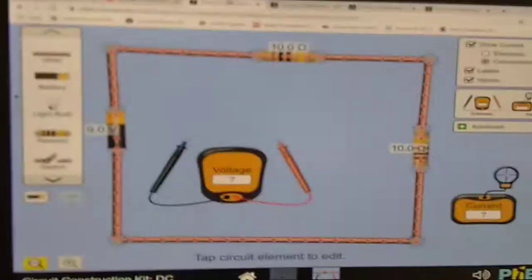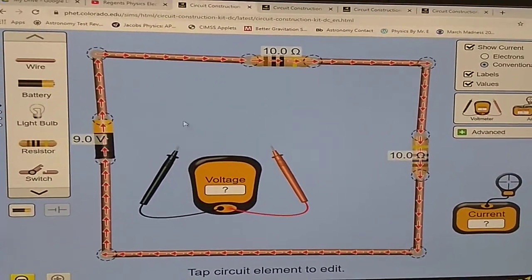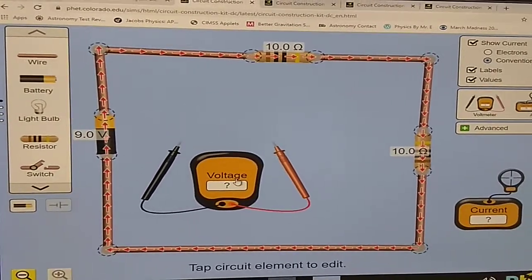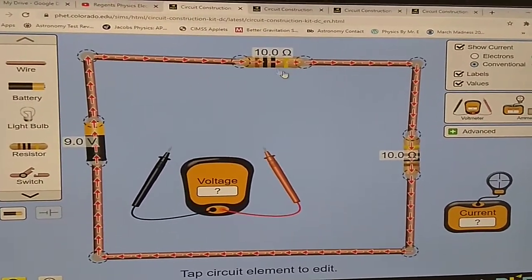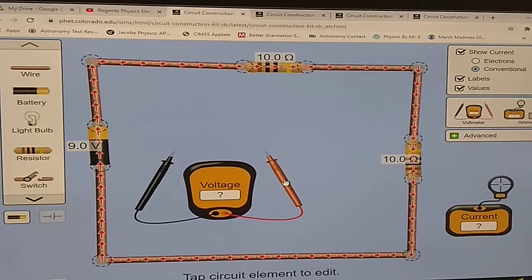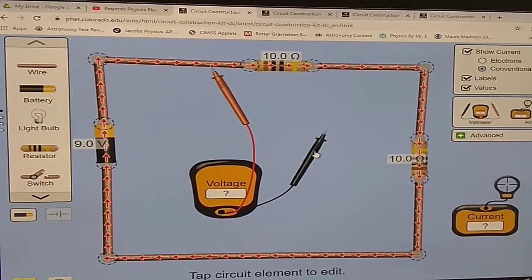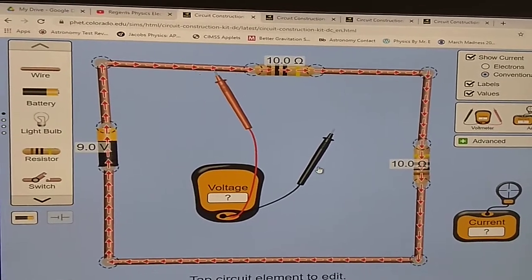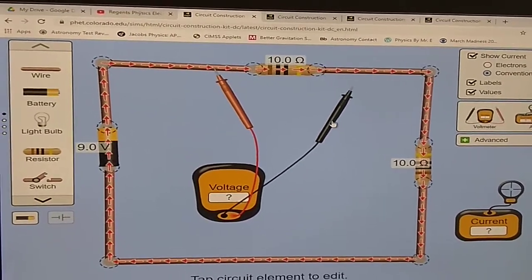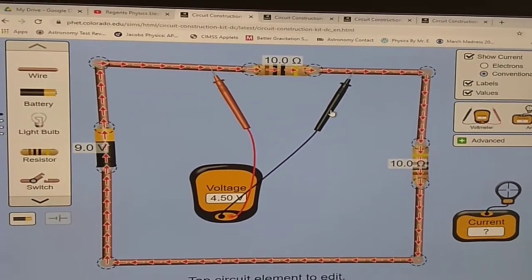If we take a look at the simulation, we see that this is the case. We have a 9-volt battery powering this circuit. We have a voltmeter here. We have an ammeter here. We have two 10-ohm resistors. So if the total voltage drop must equal the voltage gain of the battery, we take a look at the voltage drop by connecting the probes across the first resistor.